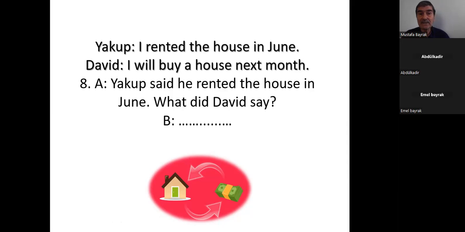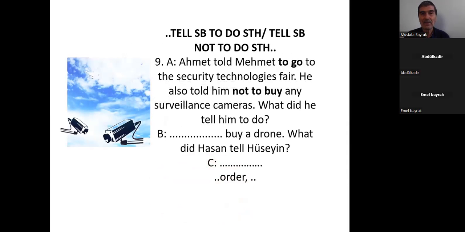A and B are talking about Jacob and David now. Jacob said he rented the house in June. What did David say? David said he will buy a house the next month. Just like that, next month becomes the next month. It's a detail, and we will clarify them better and better in the advanced level.